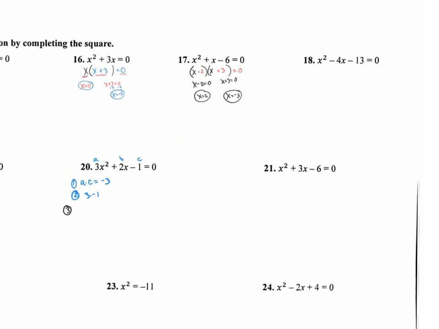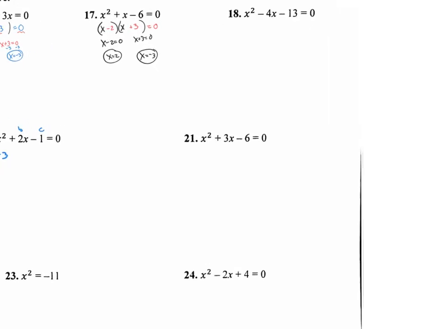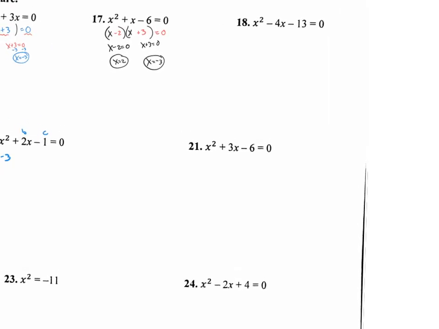So completing the square is only going to be good on 18 and 24 on this one. Of course, you could force it, but 18 and 24 are the only ones that would be convenient for completing the square.